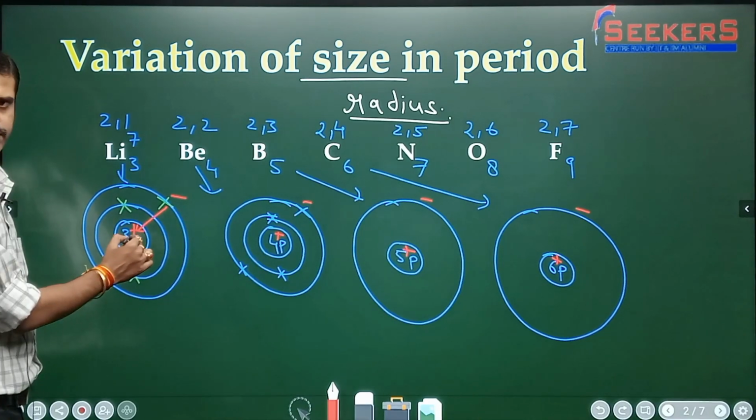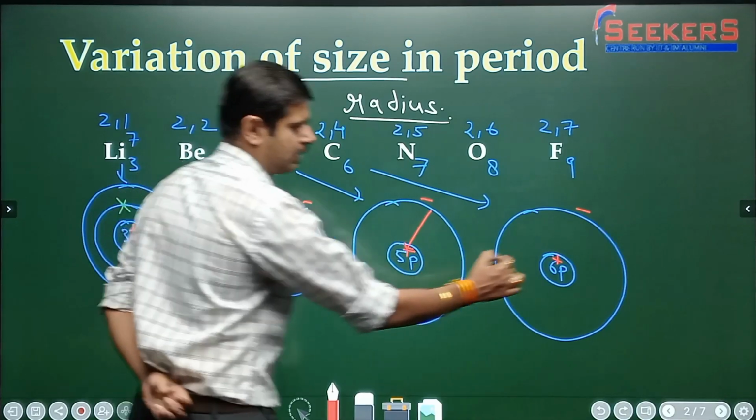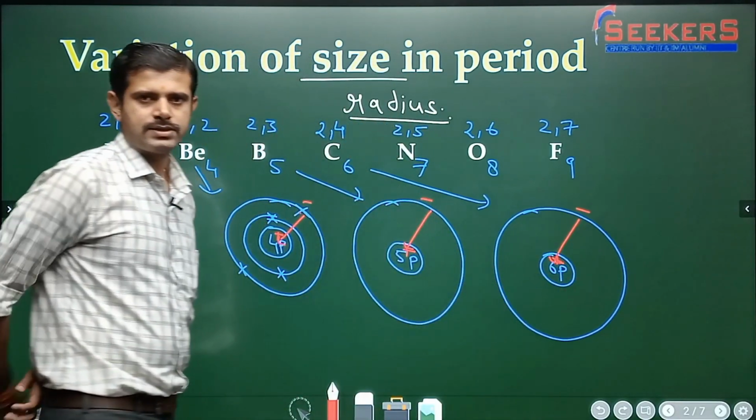See how it will shrink. Here it is attracting the last electron, here also attracting the last electron, and here also attracting the last electron.